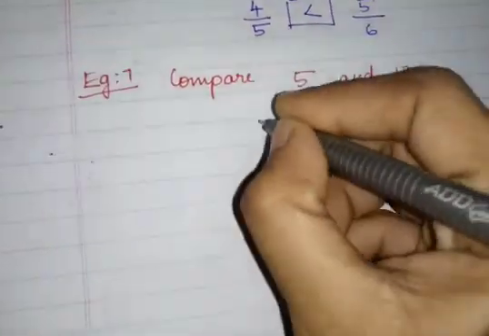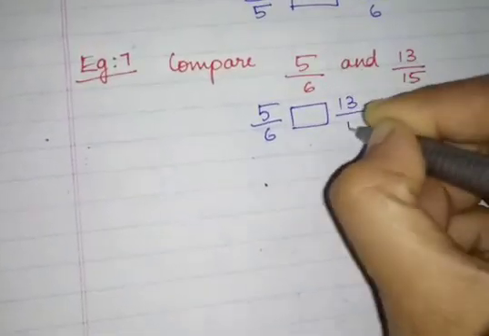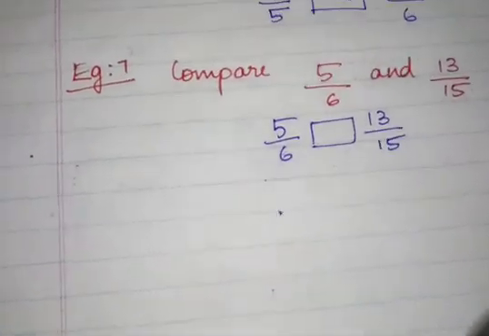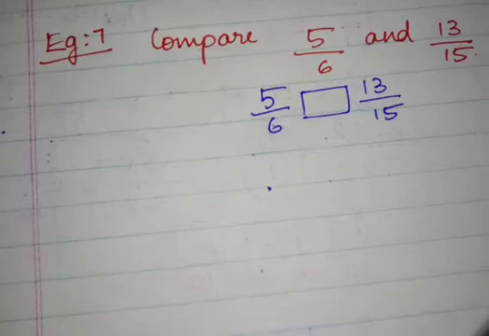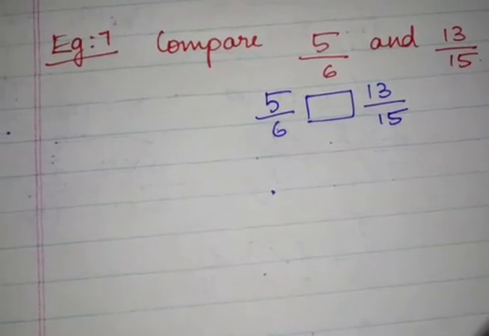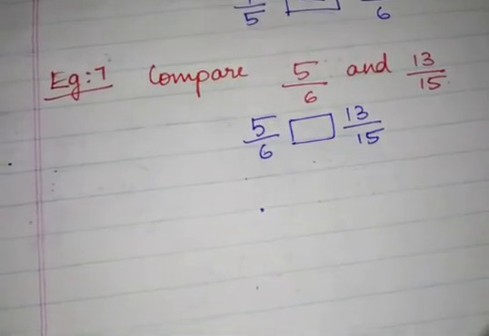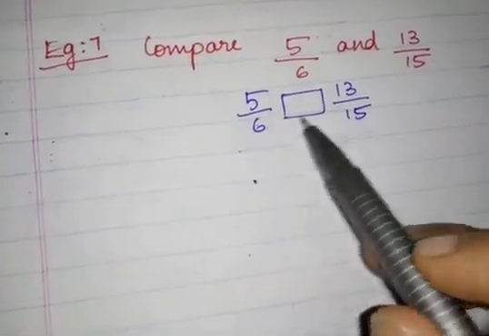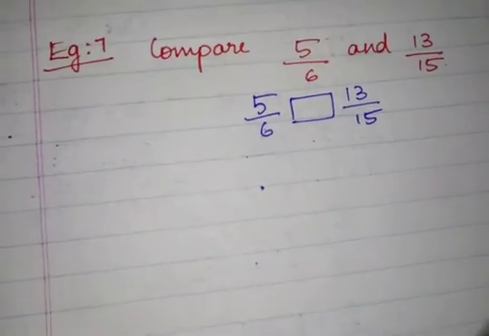So first I told you should write like this: 5 by 6, box, 13 by 15. Yes? Now what you have to do, we have to check whether they are like fractions or not. We have to check like that. After checking, we could find that both the denominators are different. So what you should do, you should make it the same.